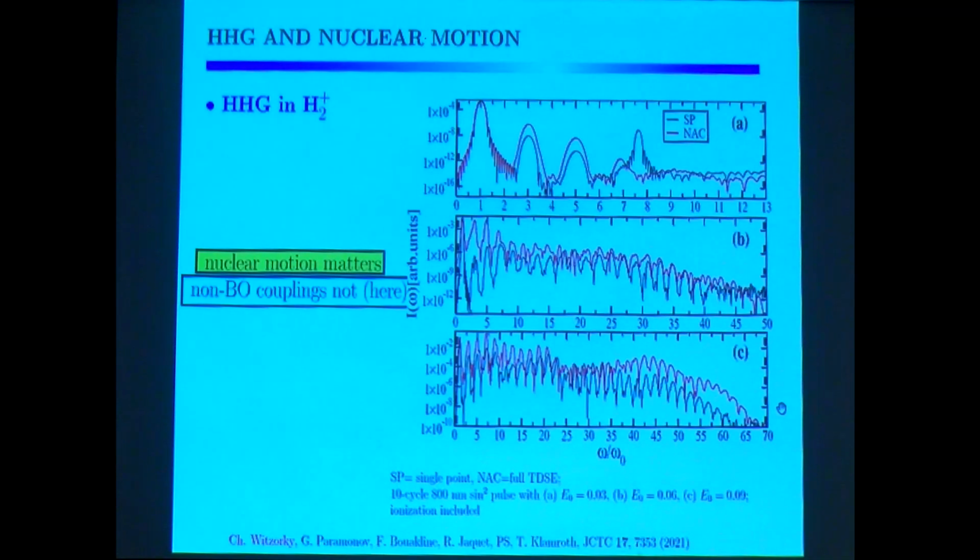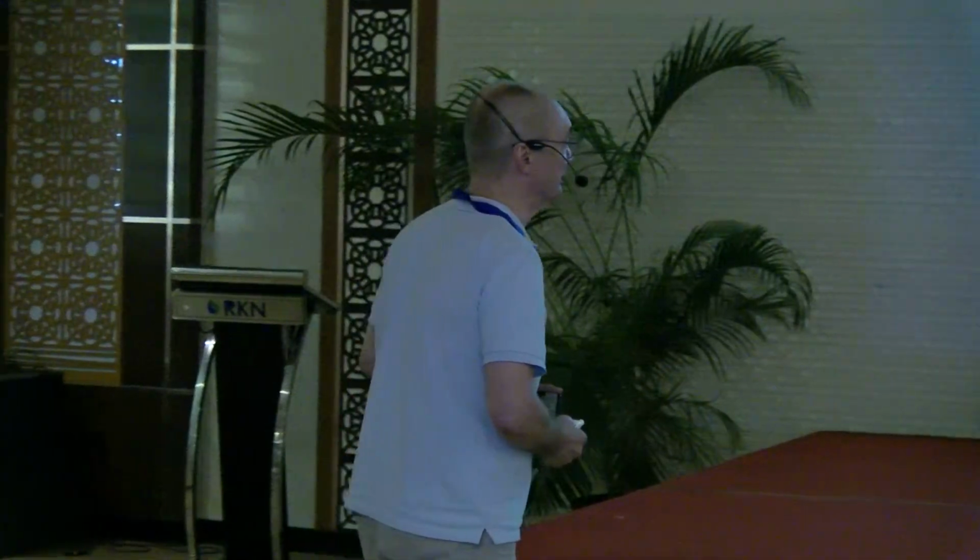As I said, in this particular work, which is relatively recent, we were interested in nuclear motion. Does it have an effect on high harmonic spectra? Because in molecules, this effect is usually neglected. And in fact, if you go to the red curve, one sees there is quite some effect of nuclear motion. So our suggestion is that if you can afford it, try to also include nuclear motion here.